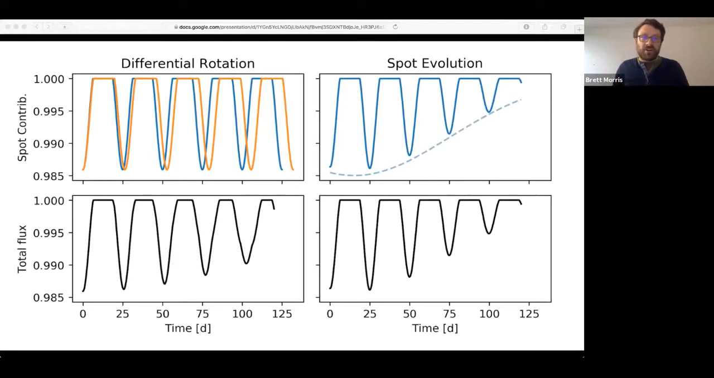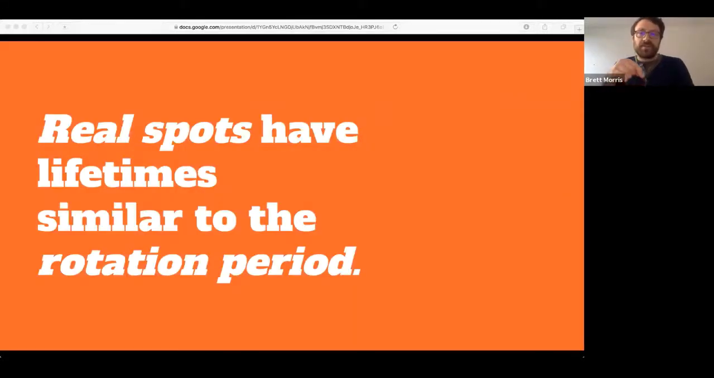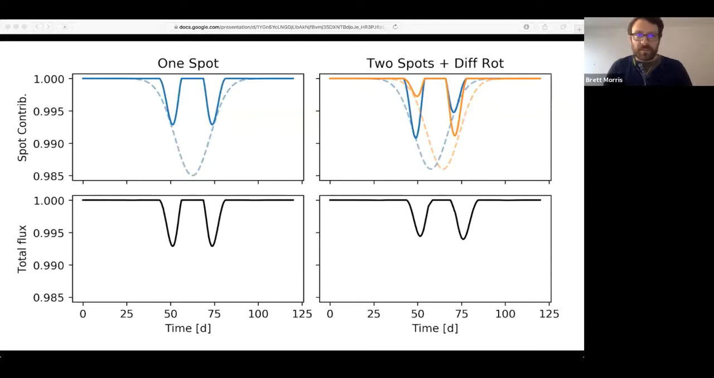And then it's even harder because real spots have lifetimes similar to the rotation period of the star. In the example I just showed you a moment ago, the star spots last many rotations. So you can see their signal and you can really envision the pattern that it's going to produce. But now let's take that same example and let's give the star spots finite lifetimes that are similar to the rotation period. And what you'll see is, again, with one spot on the left, the envelope of the curve is the dashed line, and that's the spot emerging and decaying. And the solid line is showing you what the light curve contribution is from the individual spot.